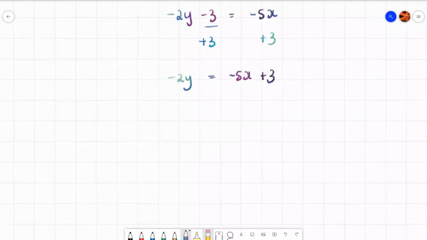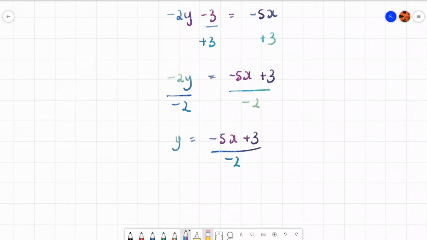Right, minus 2y means minus 2 times y. How do you get rid of a minus 2 times y? Well, I divide by minus 2. Minus 2 divided by minus 2, just 1. So 1y is minus 5x plus 3 divided by minus 2. Okay. There's no right or wrong way of doing this.